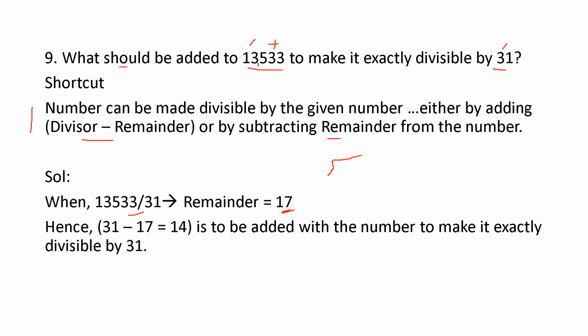So here options are given: subtracting the remainder from the number, or adding divisor minus remainder. Here the divisor is 31 and the remainder is 17. So the difference is 14, that is to be added to the number to make it exactly divisible by 31. That is the question: what should be added? So 14 is to be added.